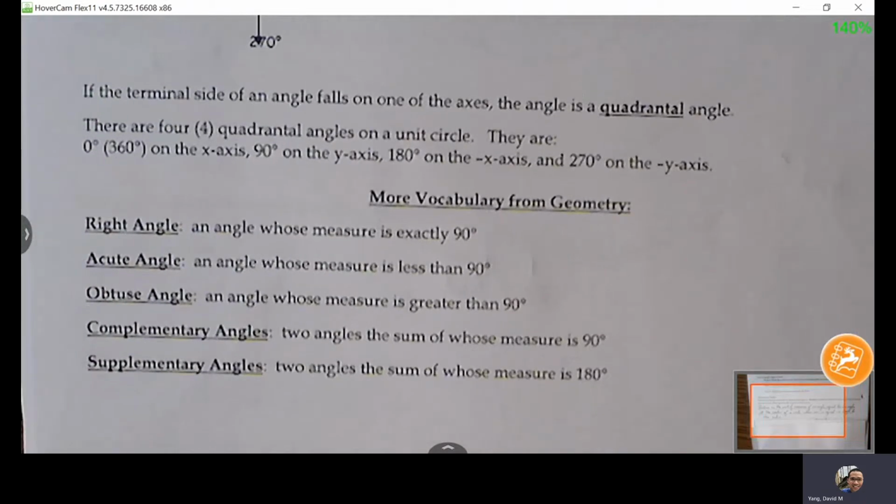A right angle forms 90 degrees. An acute angle is less than 90, or between 0 and 90. Obtuse is greater than 90 and less than 180. Complementary angles are two angles whose sum adds up to 90. And supplementary angles are two angles whose sum adds up to 180 degrees.